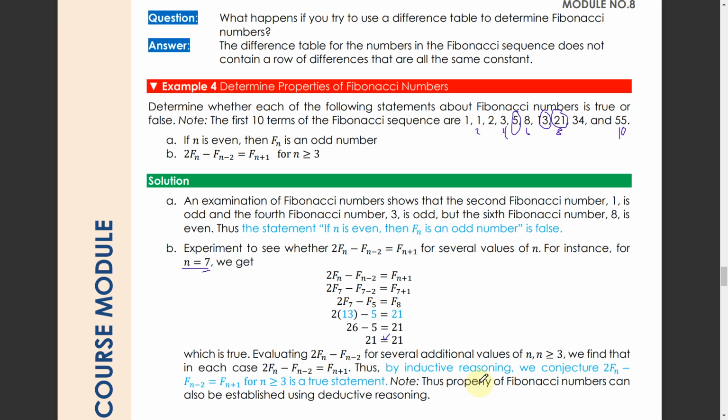Then we are actually using inductive reasoning. So by inductive reasoning, we conjecture that 2 F of n minus F of n minus 2 is equal to F of n plus 1 for n greater than or equal to 3 is a true statement. Thus, this property of Fibonacci numbers can also be established using deductive reasoning. So you can also answer this using deductive reasoning. But in this example, what we used, inductive reasoning, is very common.